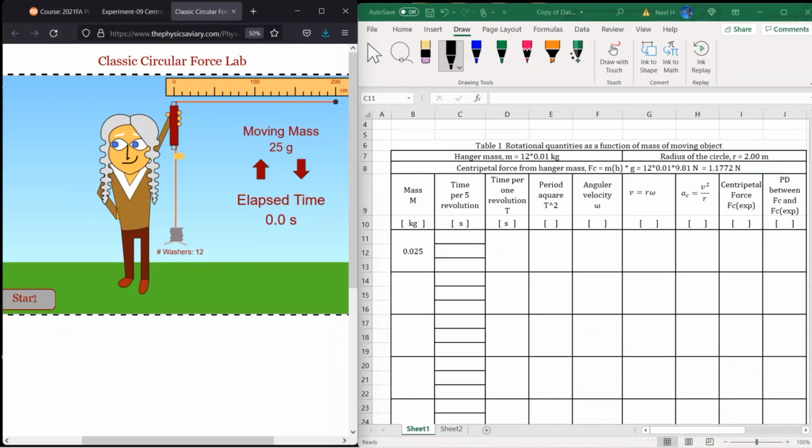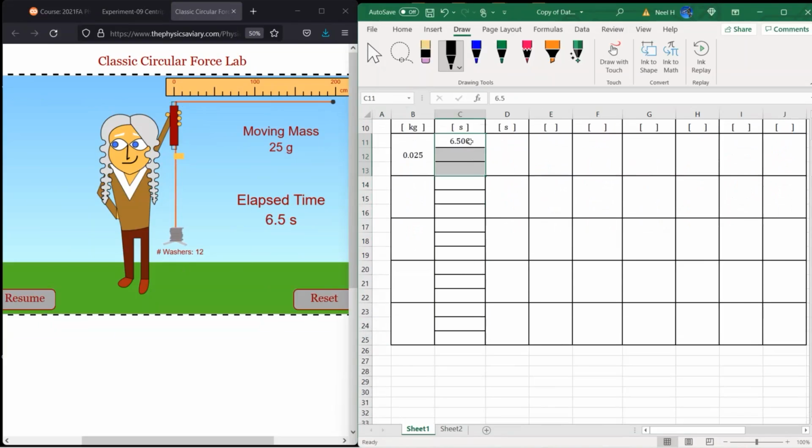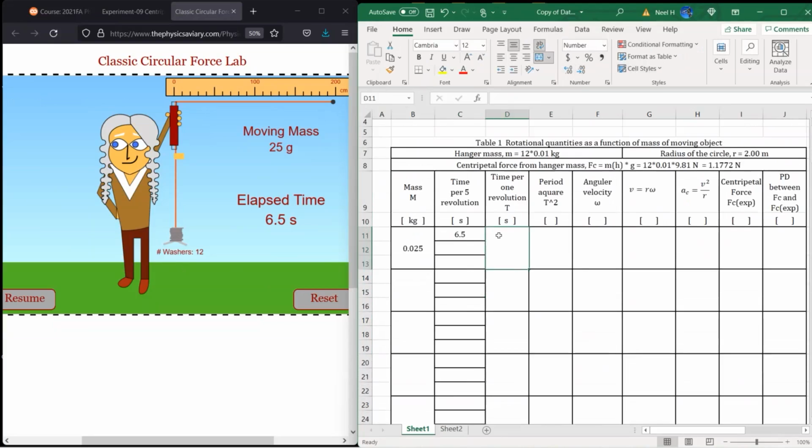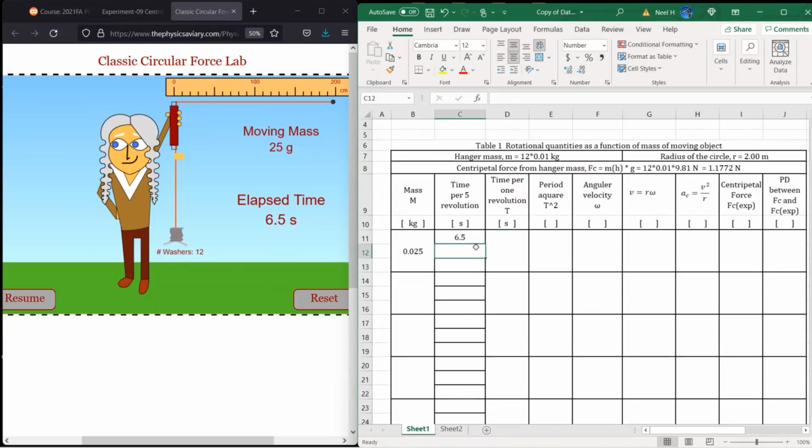Okay. Start, count 5. When it is completing the 5th one, stop. Okay. My time is about 6.5. I can do only one decimal place there, 2 significant figures. I should not have anything more than that. Make sure you get rid of anything unnecessary. When you report in the data, we cannot report anything more. Okay. But after we calculate here, we can keep 1 or 2 extra.